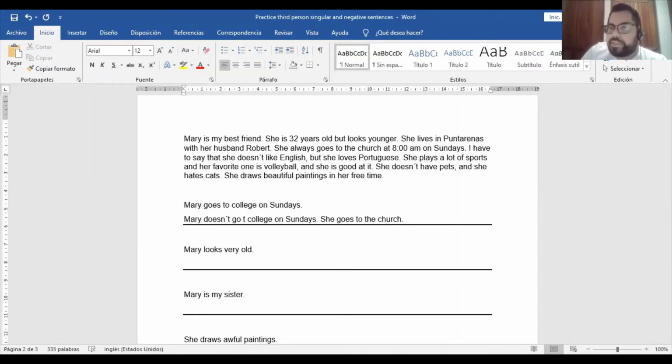Okay, look at this. Look at the next one. It says in here, Mary looks very old. If we go here, the text says that Mary looks younger. Younger is joven, right? And old is que viejo. So here we write Mary doesn't, and we have the verb in simple form. Mary doesn't look very old. Period. Here she looks younger, más joven, right? Look at that. Look at the next one, guys.